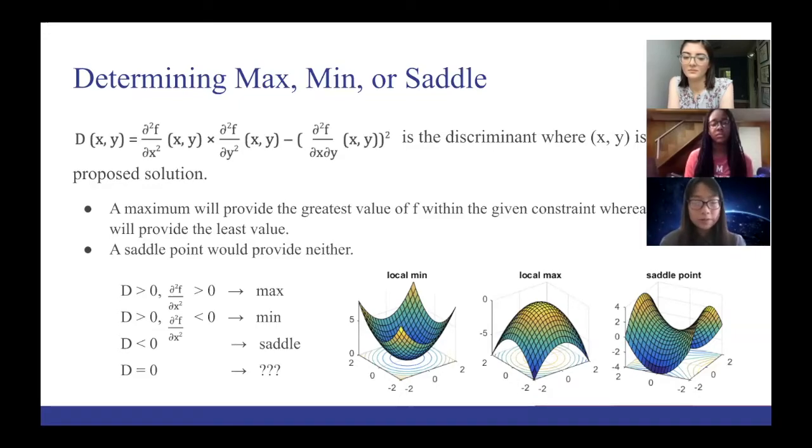If the discriminant was greater than 0, but the second partial derivative with respect to x was less than 0, then we can conclude that the point is a local min. This will provide the least value of f within the given constraint. If the discriminant happened to be less than 0, then the point would be a saddle point, so we can conclude that such a point is not a local extremum. If the discriminant happened to be equal to 0, we simply cannot come to a conclusion.